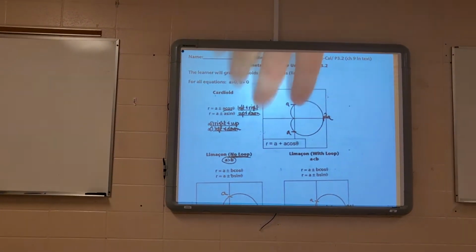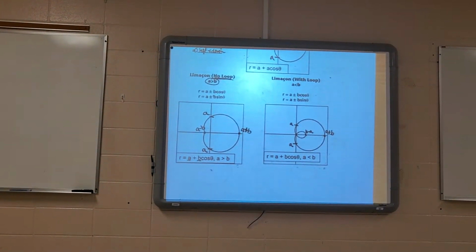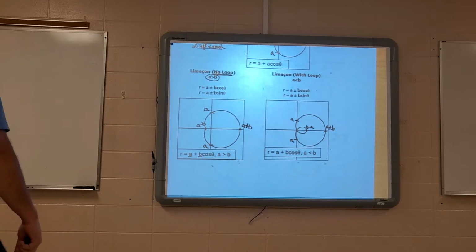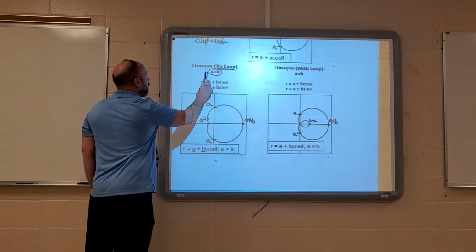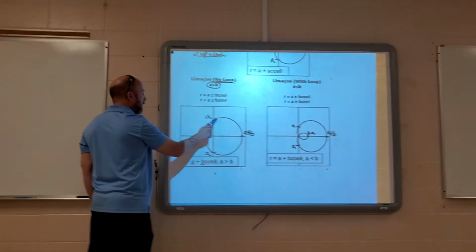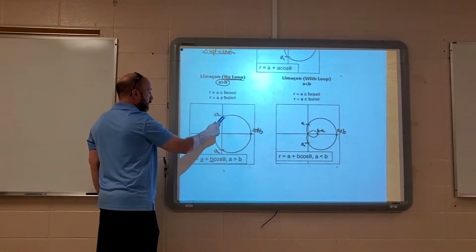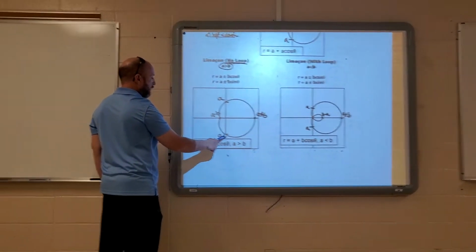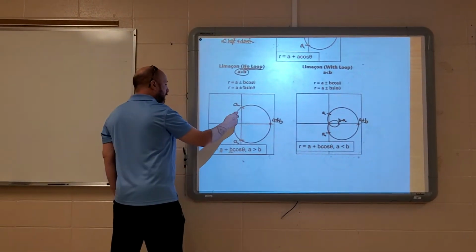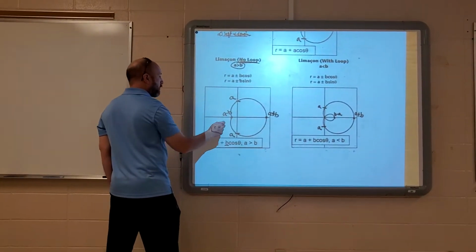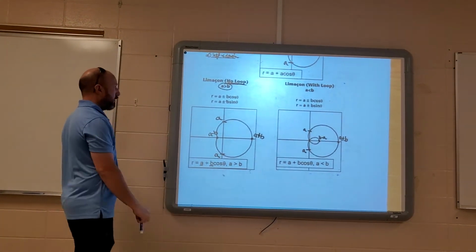Okay? So let's look at the limaçons. Okay, so now with this one, no loop, that means it doesn't really come back to the origin. It just kind of comes down a little bit and then goes in and does that. Okay? Remember, on the previous one, it went back to the origin and then came out. This one doesn't really do that. Little bit of a bump, but not much.